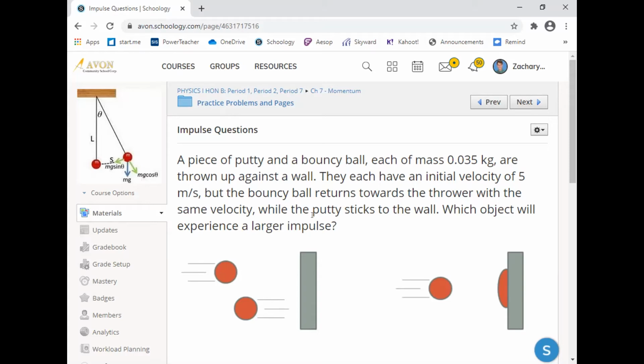So in comparison to the putty, the putty's going to hit the wall and stick at the end of the time. So with the bouncy ball, you have no time to get it. Okay, so you're saying that the bouncy ball has to do two things. It's got to stop, but then it's going to get back up, go the other speed, right? Whereas the putty has to stop. Okay, give you that.